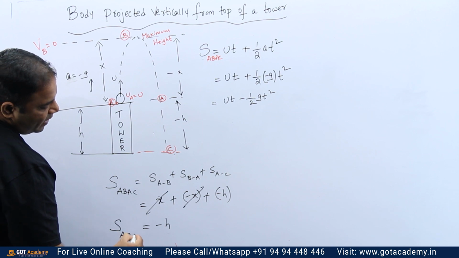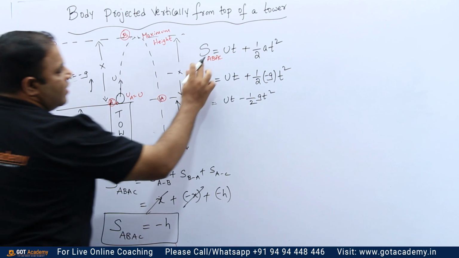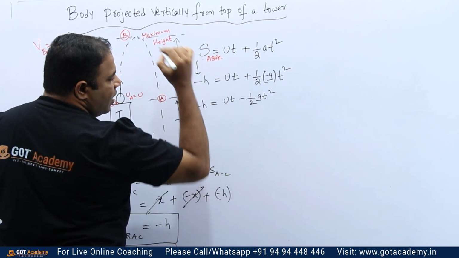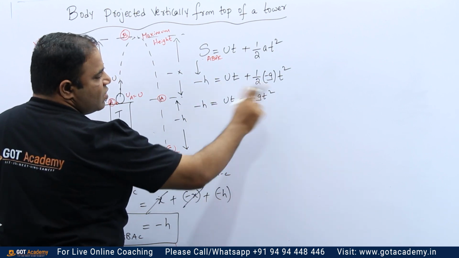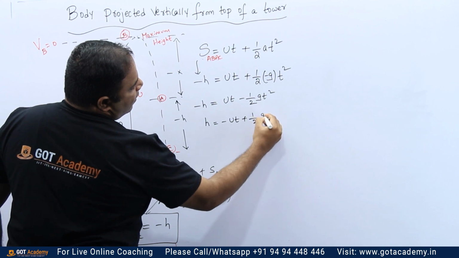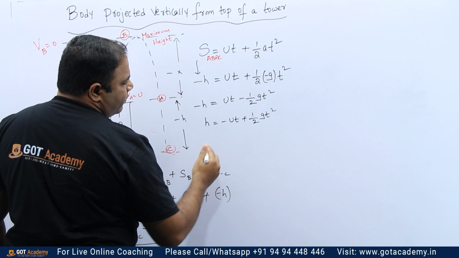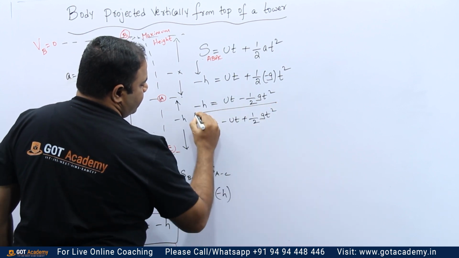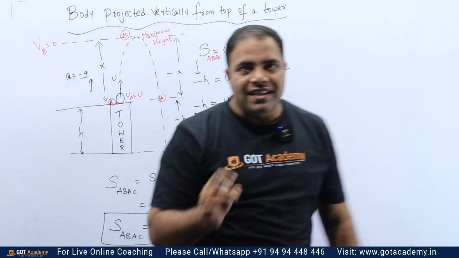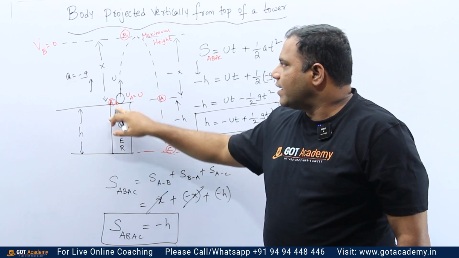So distance from A to B to A to C, this is what we have to take here. So this one is minus h. Understood now? So now let us move this minus to the other side. So h is equal to minus ut plus half gt square. Like this I am going to get. So this is the equation which represents a body thrown from the top of a tower.